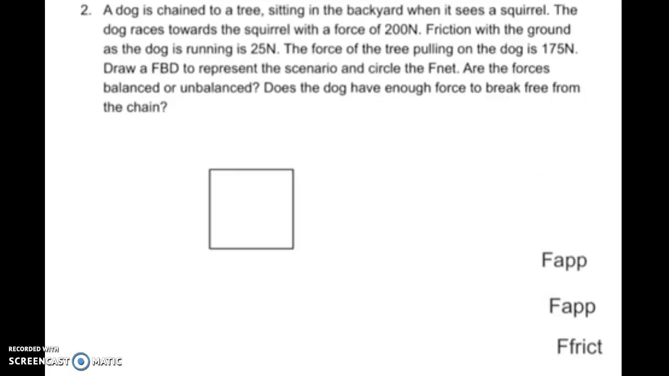This problem says a dog is chained to a tree sitting in the backyard when it sees a squirrel. The dog races towards the squirrel with a force of 200 newtons. Since the problem doesn't give you a specific direction as far as left or right, you can go ahead and choose. In this case, I'm going to draw this one to the right.